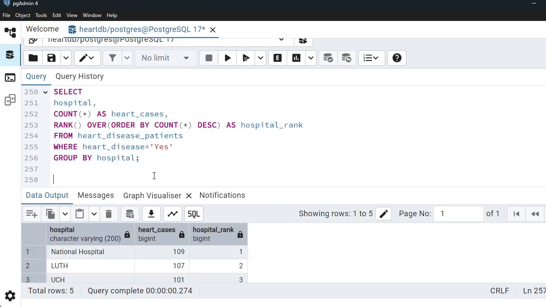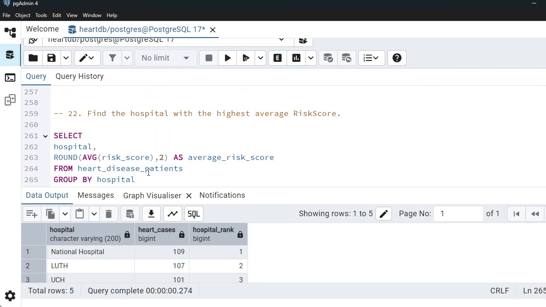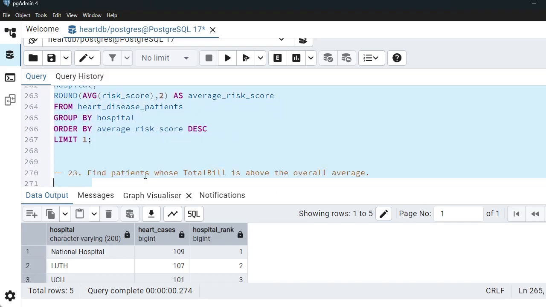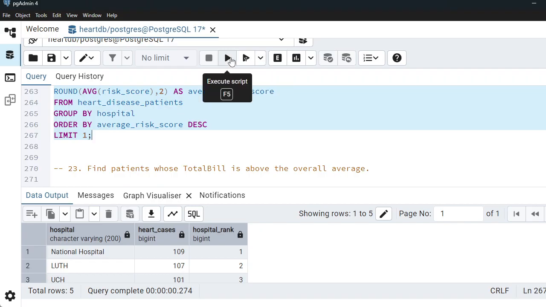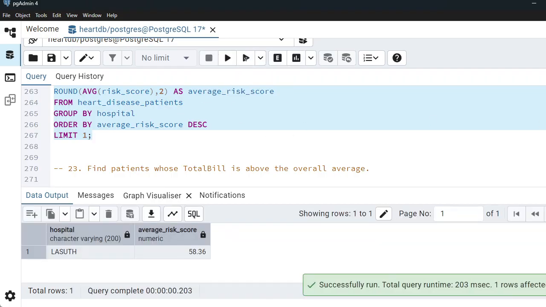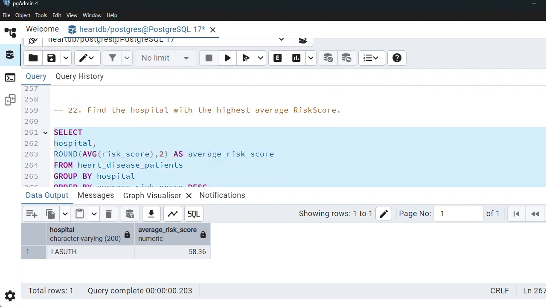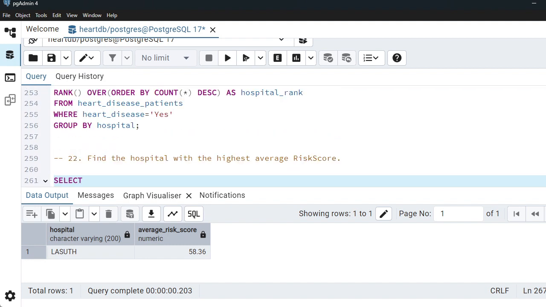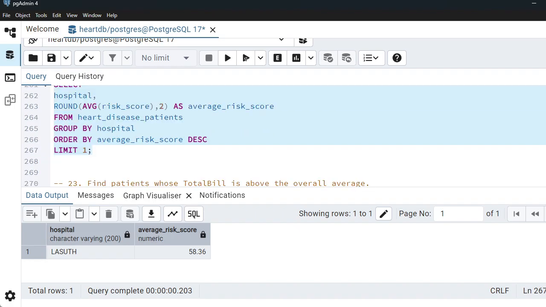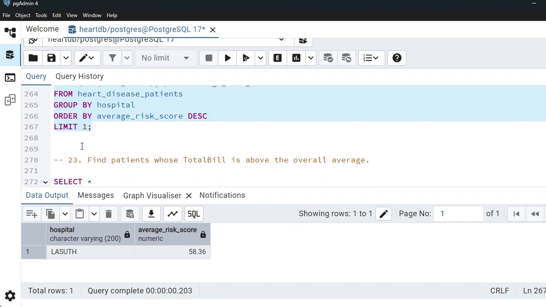So now we also want to find the hospital with the highest average risk score, right? So for us to get that, we run this now. Which is what? The highest average risk score. We have the last, which is the one that has the highest average risk score, which is 58.36.